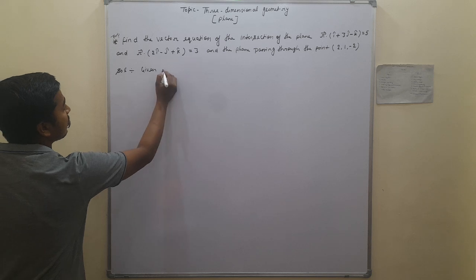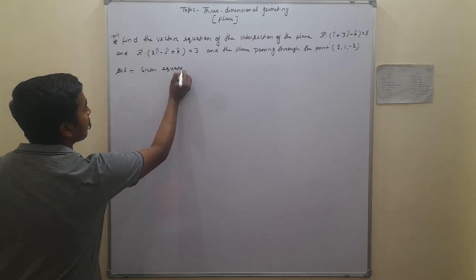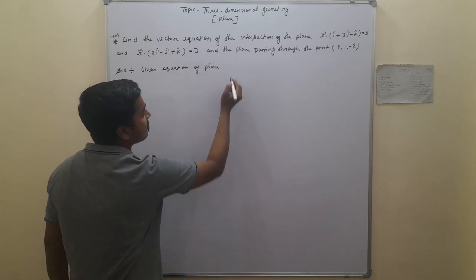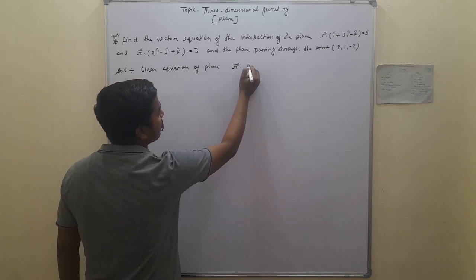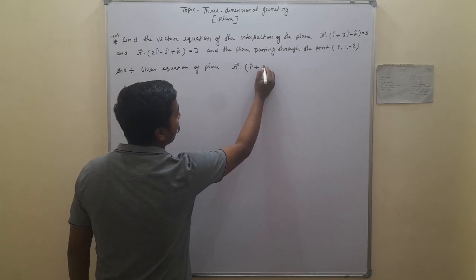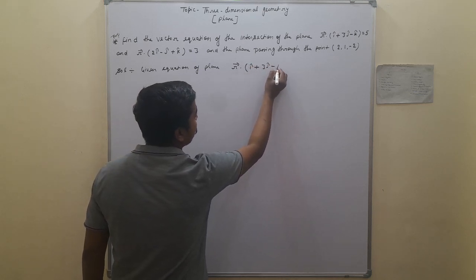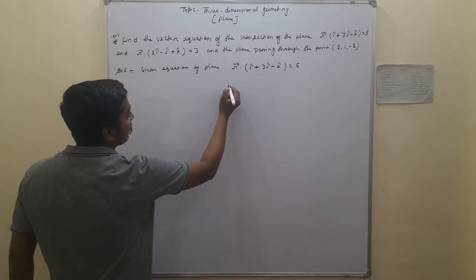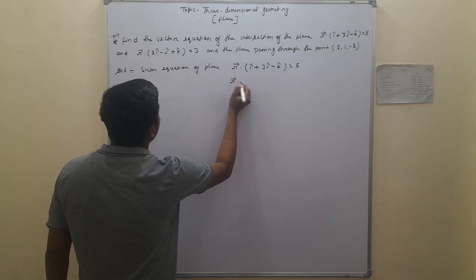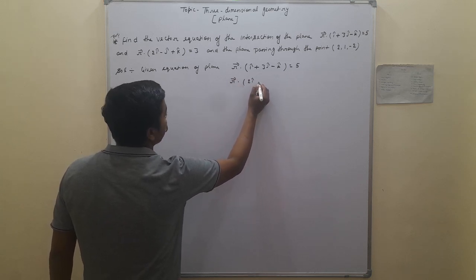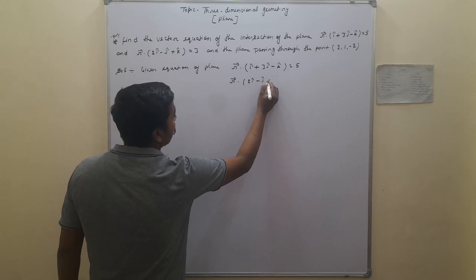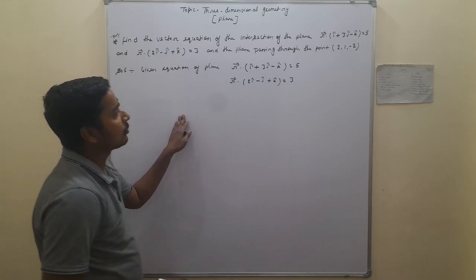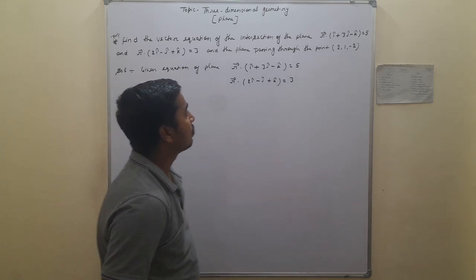The given equation of the plane is r vector dot (i cap plus 3j cap minus k cap) equals 5, and the second plane is given by r dot (2i cap minus j cap plus k cap) equals 3, and the plane passes through the point (2, 1, minus 2).